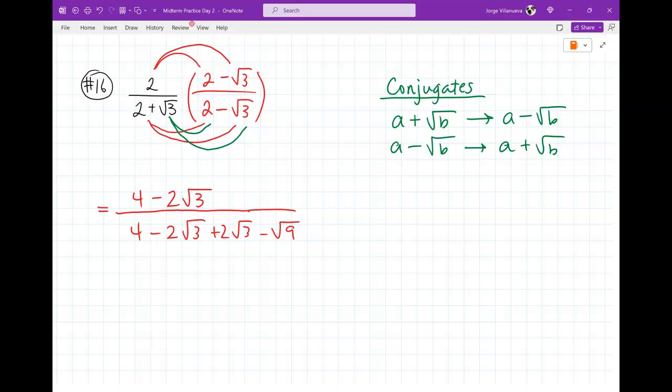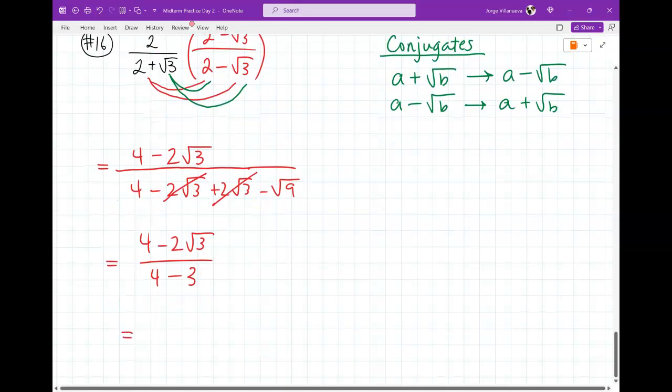Now remember, I told you guys, if you did the conjugate right, what's supposed to happen? Yeah, the middle terms cancel out. So gone, gone. Now don't just do that. Make sure, check. Okay, don't just automatically cancel them out, because maybe they don't. That means you did something wrong. But they should cancel out. And then this radical 9 is going to become a 3. So 4 minus 2 radical 3 over 4 minus 3, because that's what square root of 9 is. It's a 3. 4 minus 3 is 1, so basically your answer is this.